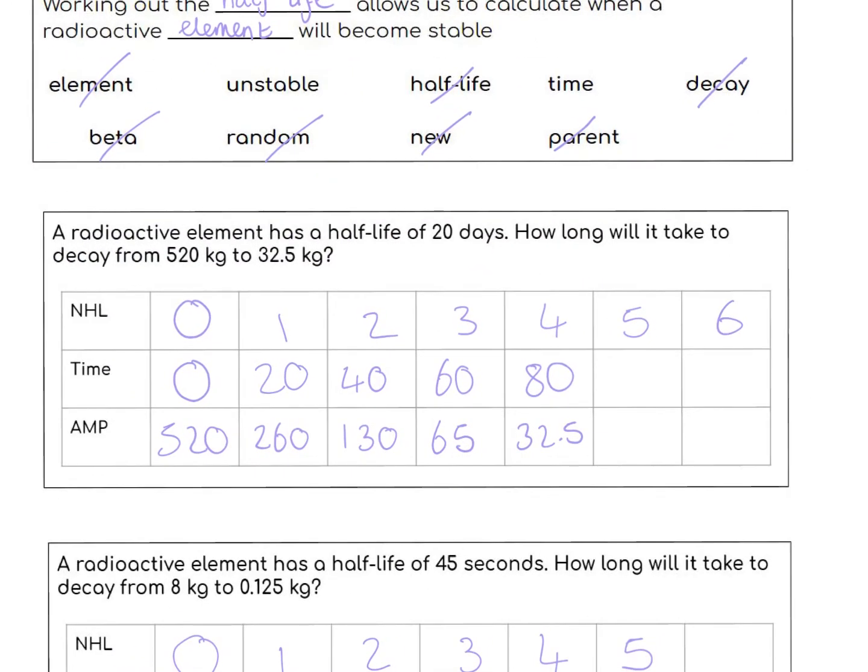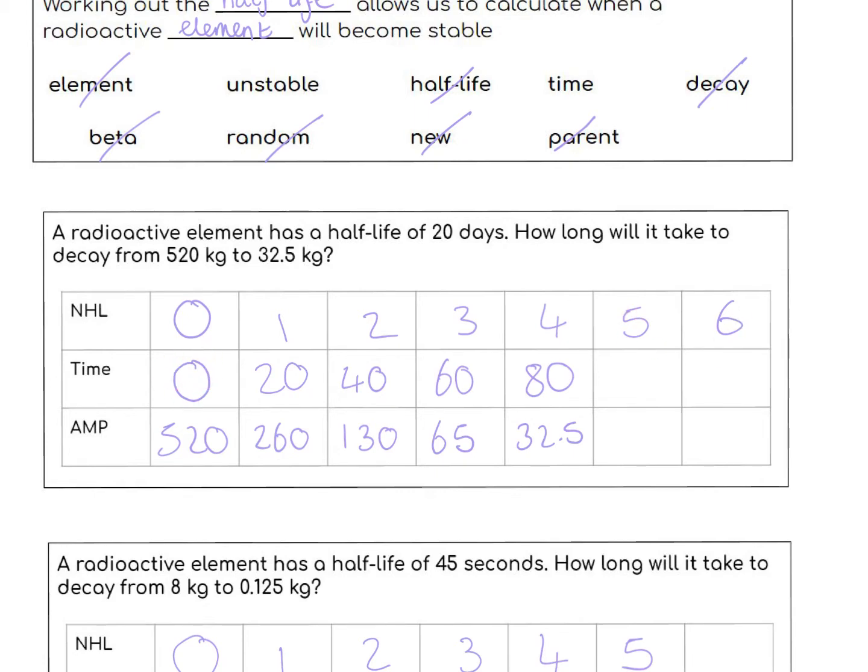Okay. Then I filled out the table. So this is a half-life of 20 days. So the first thing you want to do when you've got one of these tables is fill in the number of half-lives starting at 0. So 0, 1, 2, 3, 4, 5, all the way. Didn't actually need 5 and 6.